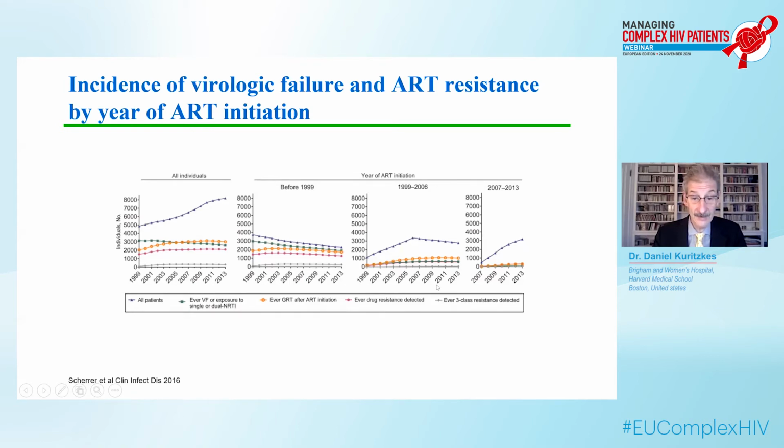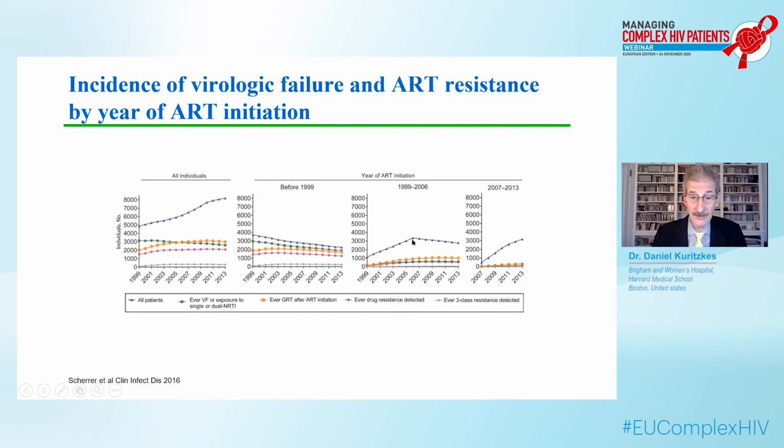And then in the triangles, these purple triangles or blue triangles here, what you see are all people on treatment. So before 1999, there were not huge numbers of people starting treatment. That's because we hadn't yet gone to starting everybody at diagnosis. But you can see that there were significant levels of resistance in people who had been on antiretroviral therapy, shown here in these red circles.